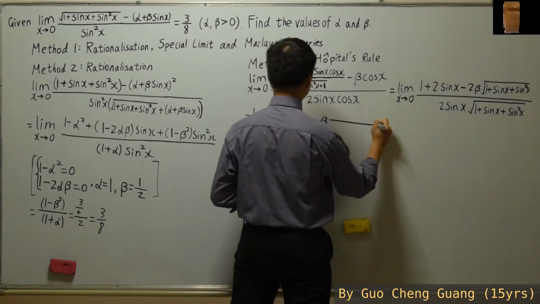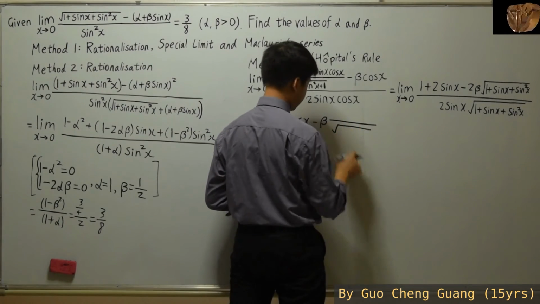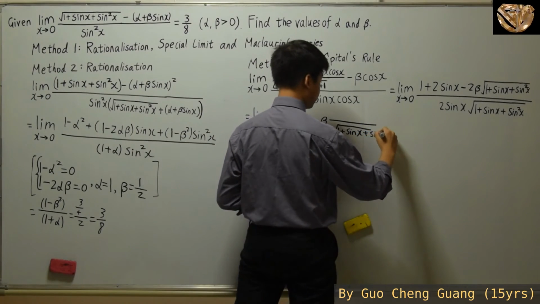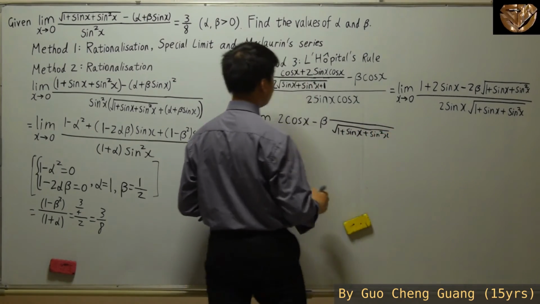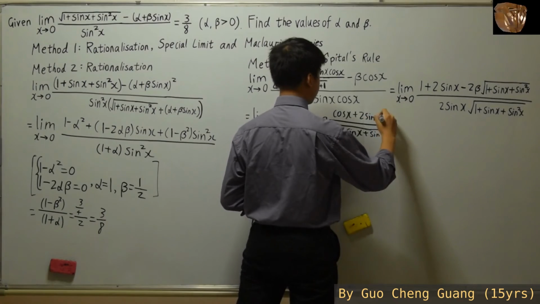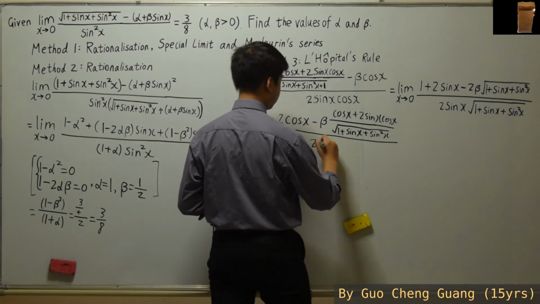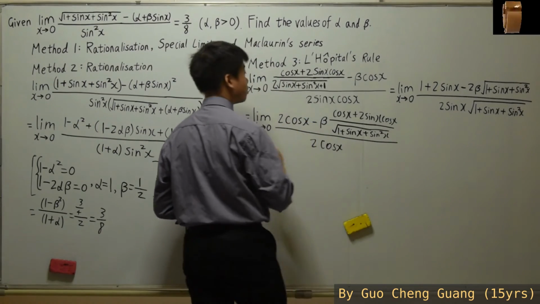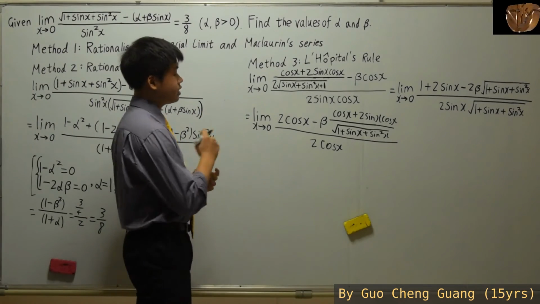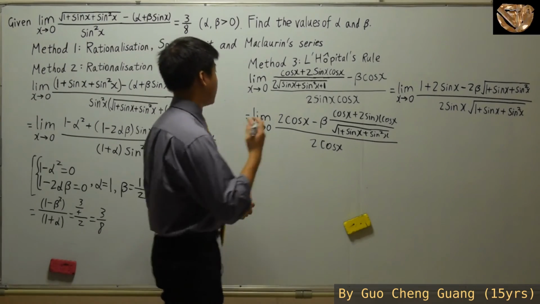We're going to have over square root 1 plus sine x plus sine square x. And in the numerator, you're going to have cosine x plus 2 sine x cosine x. And this is divided by 2 cosine x. Alright? So this is what you will be seeing. And now at this stage, it is no longer a 0 over 0 form, so you can just directly substitute them in.